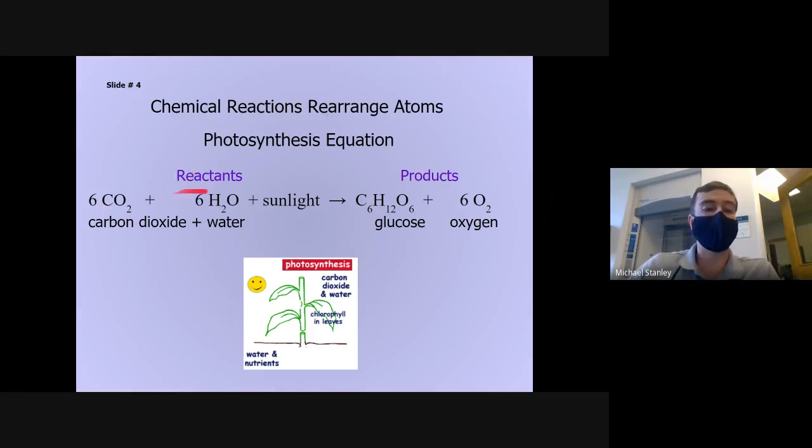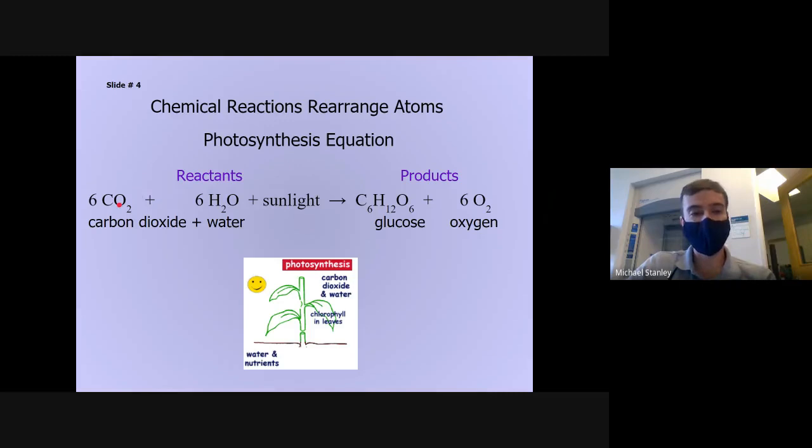So we have C's, O's, and H's on the reactant side, which means that we can only have C's, O's, and H's on the product side. We can't have any like N's or any F's that come in and get added. And we also can't get rid of any of them, right?